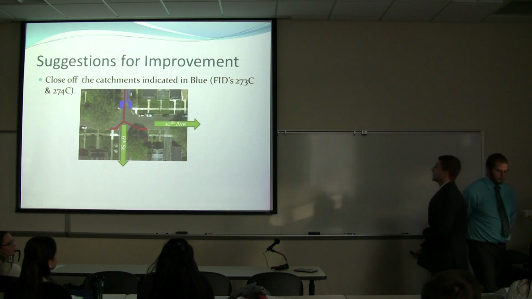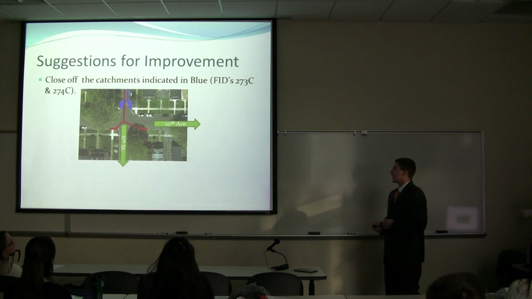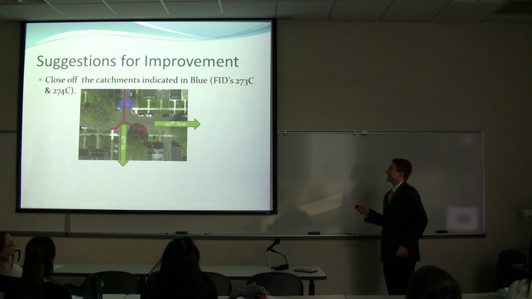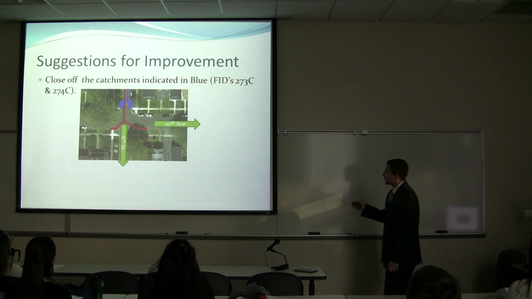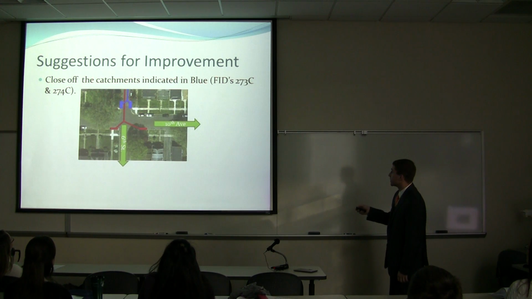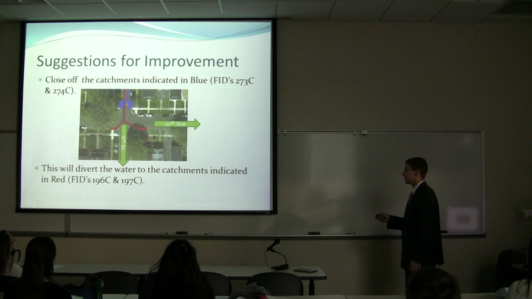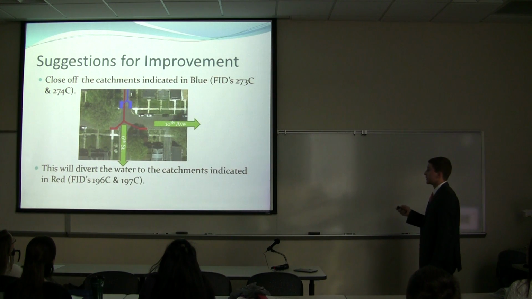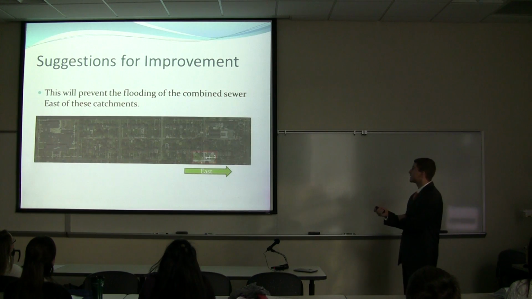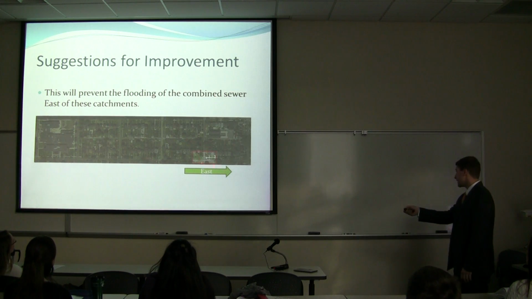All right, well, this is the part that we and the engineers like. Do this and you'll fix it. So, we suggest that we close off the catchments right here going into the combined sewer with the corresponding FID numbers, and that will divert the flow to these red basins right here with the corresponding FID numbers. And again, this is on the intersection of 10th Avenue and 6th Street. This prevents the flooding of the combined sewer east of these catchments, so everything in this area they will prevent flooding of.